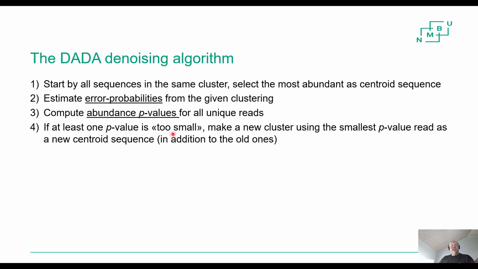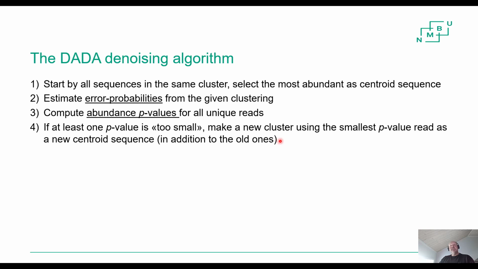If at least one of these p-values is too small, so there is a threshold here on this p-value, if there is one p-value which is too small, it's an indication that this cluster should actually be split into two clusters. So that means we now make a new cluster using the smallest p-value as the centroid in that new cluster, keeping the old clusters' centroids as they were. So in the first round you will go from 1 to 2 centroids. In the second round you go from 2 to 3 centroids, and so on.